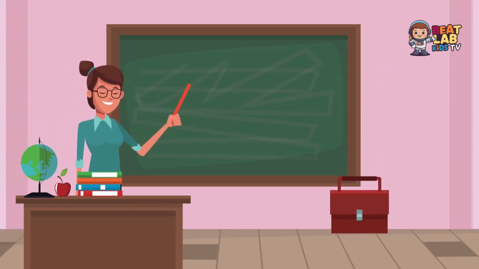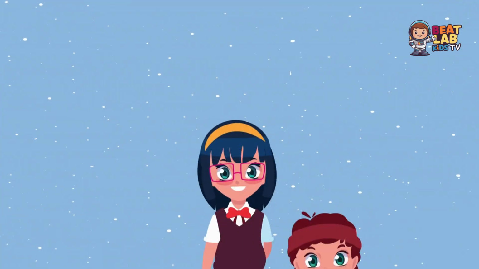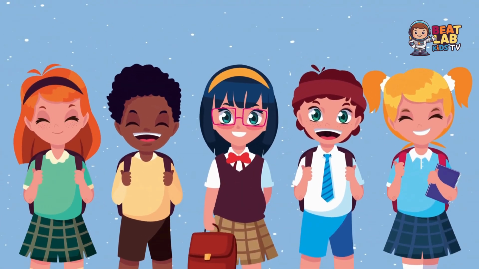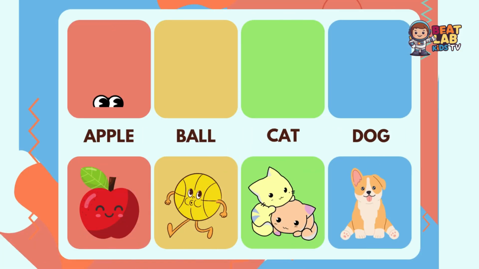Kids! Let's learn the alphabet from A to Z, along with the words and how to spell them. Ready? Let's go! A is for apple, A-P-P-L-E.